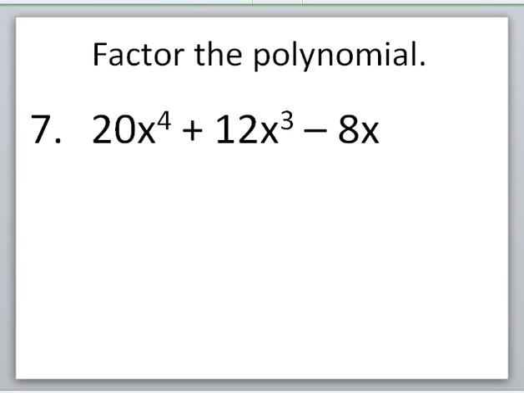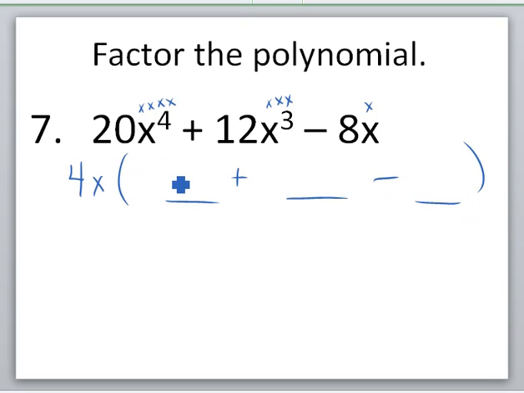The next one, what number do they share in common? Well, I know 8 doesn't go into 12. The next biggest number that goes into 8 is 4. 4 does go into each one of those, so that is the greatest number they share in common. This is x times x times x times x. And this is just x times x times x, and this is x. So they share an x in common. I have to fill in 3 blanks.